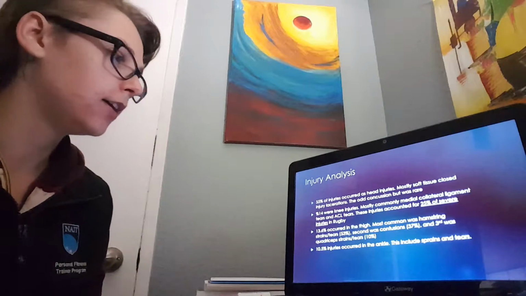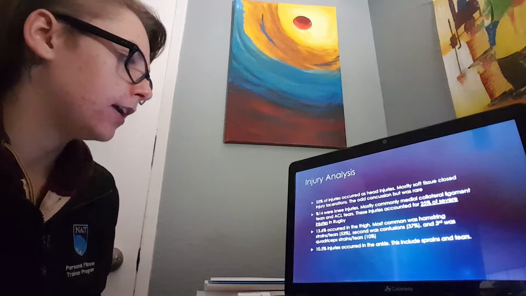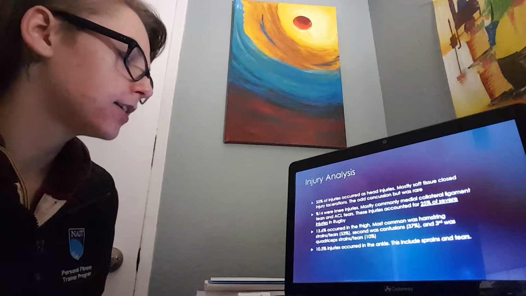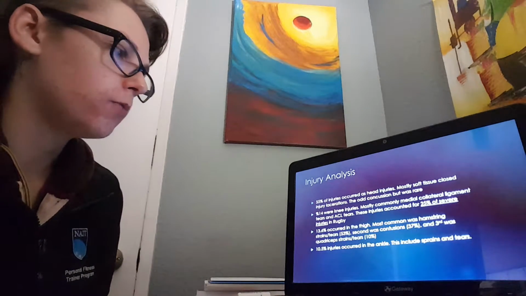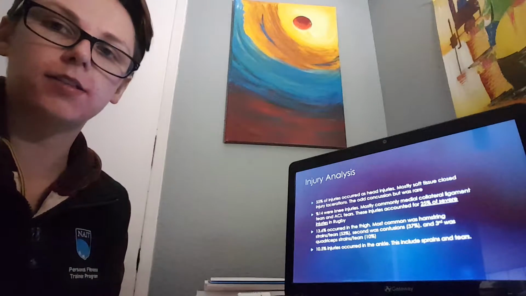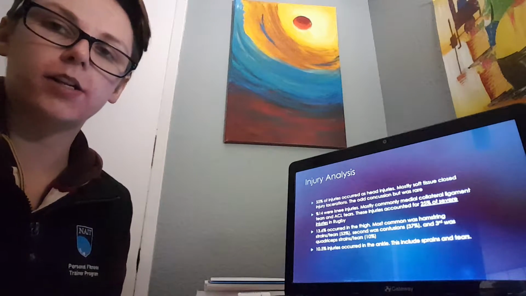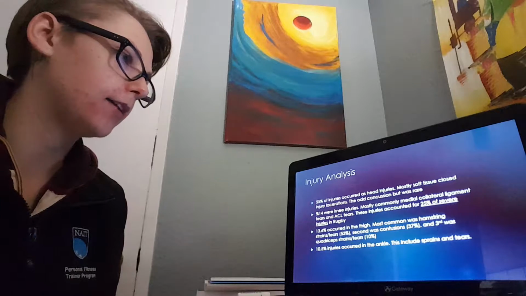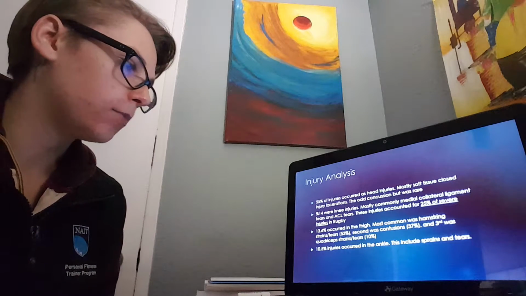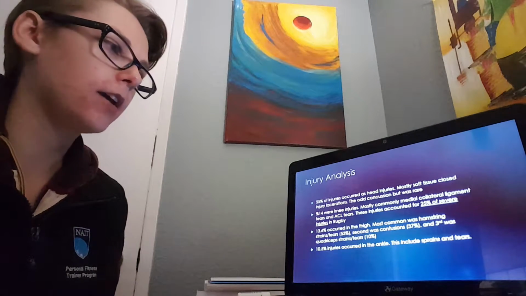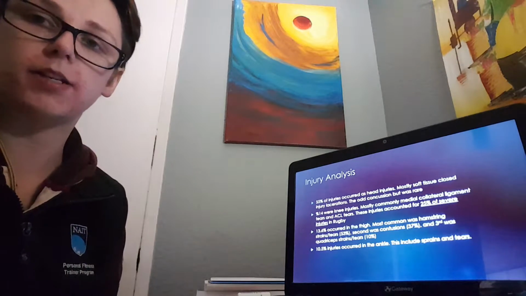So that's pretty high. And then 13.6% occurred in the thigh, which were hamstring tears and sprains, quad tears and sprains, and contusions. And then 10.5% of injuries occurred in the ankle, and these consisted of sprains and tears as well.